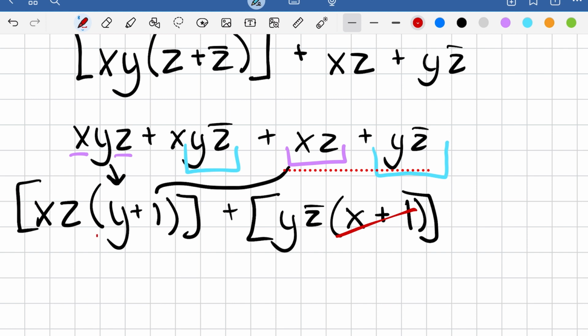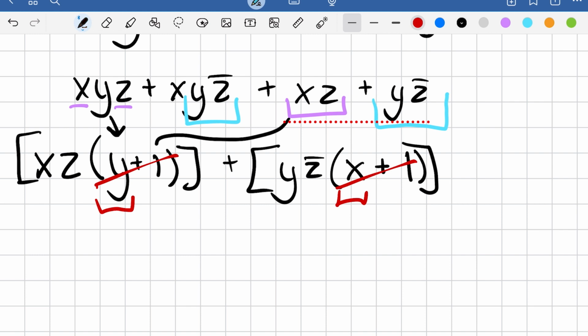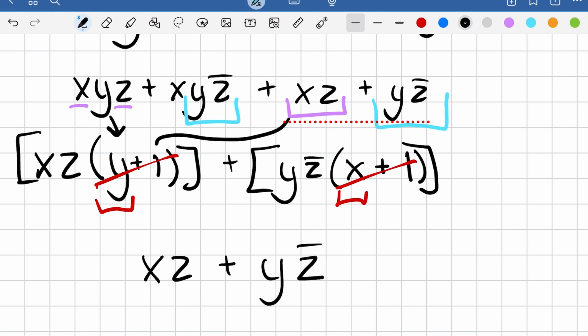So boom, boom. We can cancel these out. These will always be 1. Regardless of whatever y is here, it'll always be 1. If it's 0 or 1, is 1. 1 or 1 is just 1. Same here. Doesn't matter what x is. It is always 1. So we can cancel that out. So our final answer is x and z, or y and z prime. And I'm going to box this.